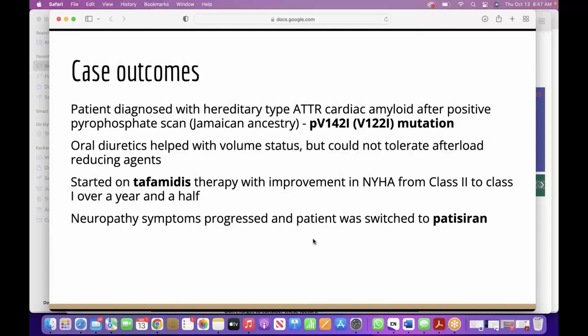This patient initially was managed with oral diuresis, but he could not tolerate any afterload reducing agents, and spironolactone, even dapagliflozin.